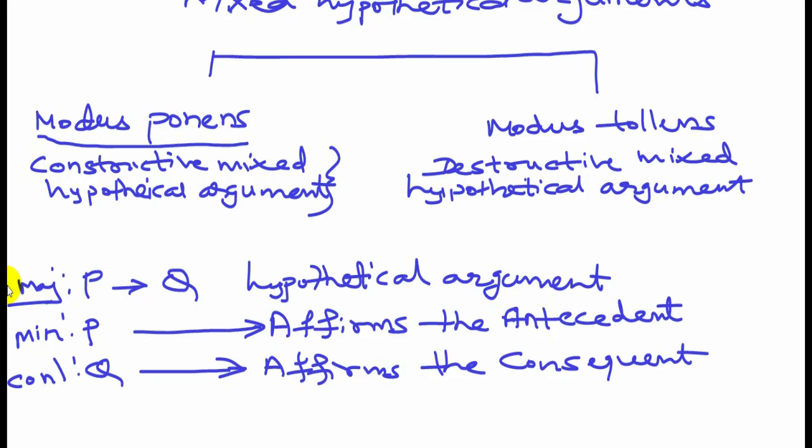So a constructive hypothetical argument is one in which the minor premise affirms the antecedent and the conclusion affirms the consequent. Here P is the antecedent and Q is the consequent. The major premise is the hypothetical argument, the minor premise affirms the antecedent, that is P, and the conclusion, represented by Q, affirms the consequent. So this is modus ponens.